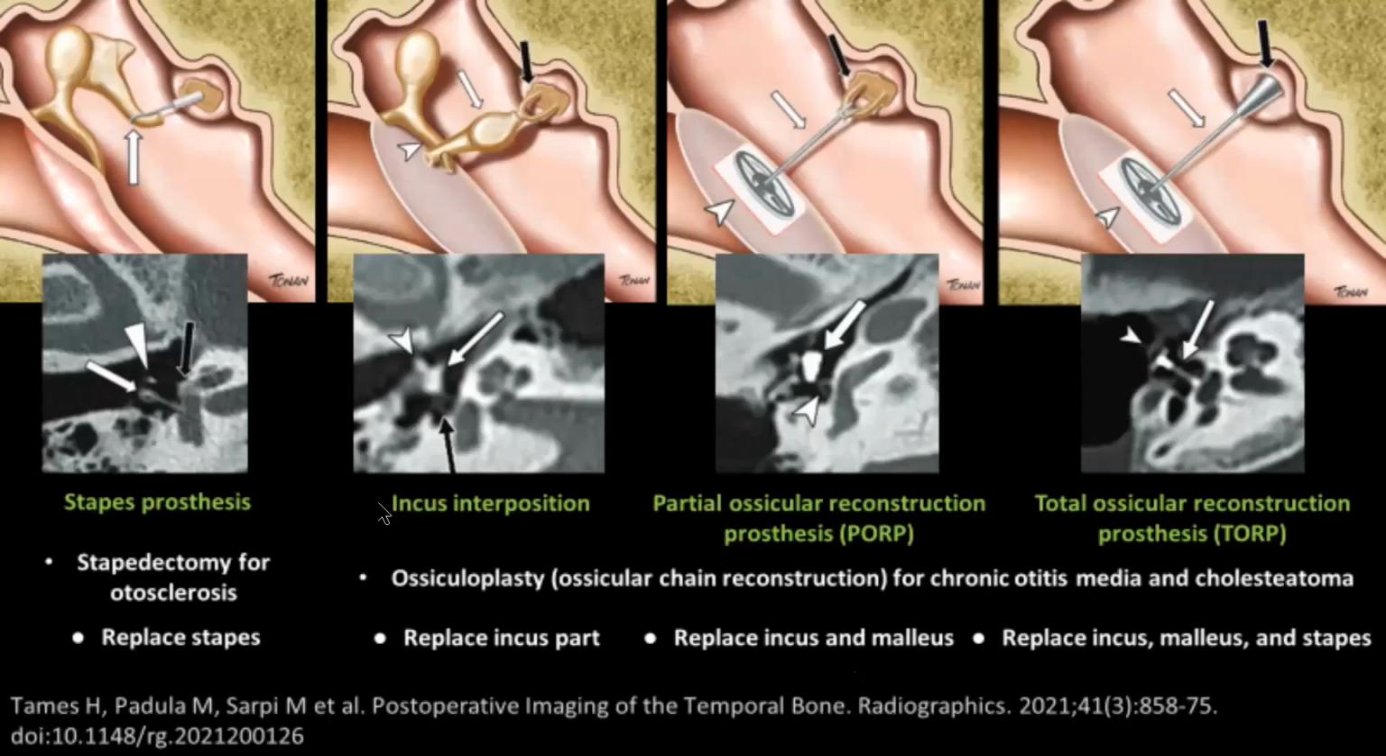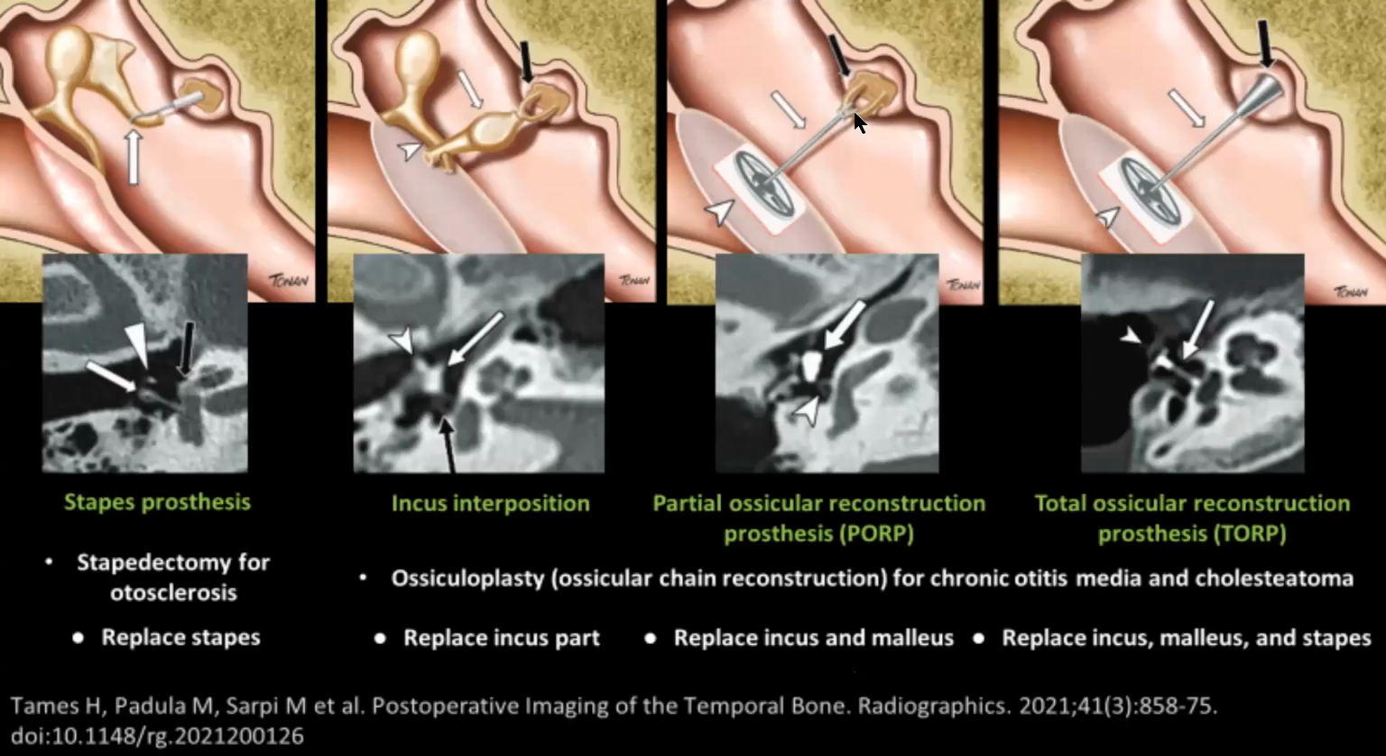Here's a diagram showing you the other types. So on the left, we have the stapes prosthesis, which is used in the course of surgery to treat otosclerosis to replace the stapes. An incus interposition is when you have erosion of some part of the incus. So you take the rest of the incus, you kind of turn it around, you drill notches and grooves into it, and reestablish the connection between the malleus and the stapes by using this kind of turned around incus. The partial ossicular reconstruction prosthesis is used here to replace the incus and the malleus.